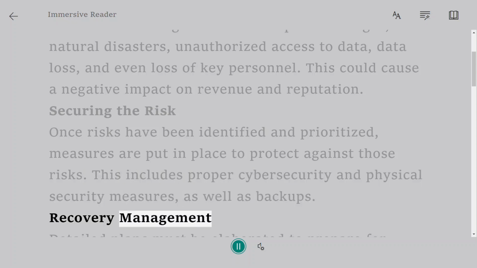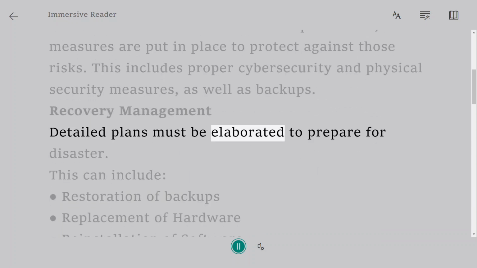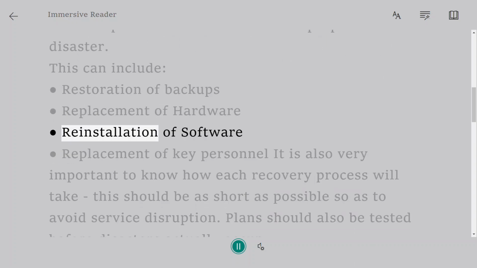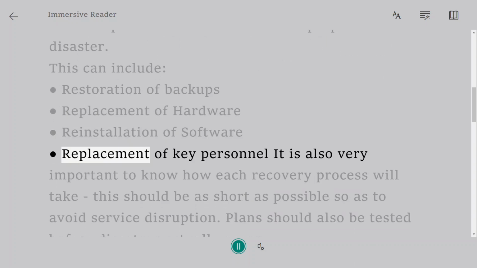Recovery management. Detailed plans must be elaborated to prepare for disaster. This can include restoration of backups, replacement of hardware, reinstallation of software, replacement of key personnel.